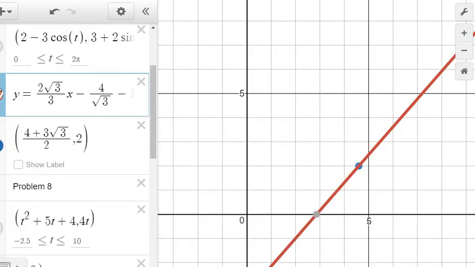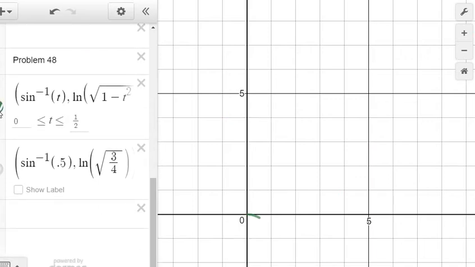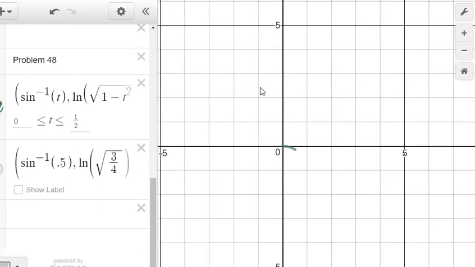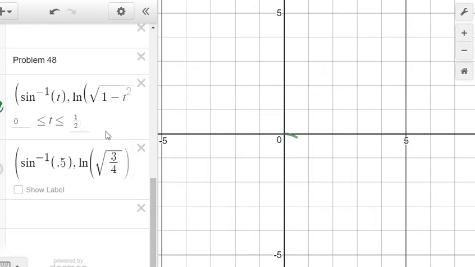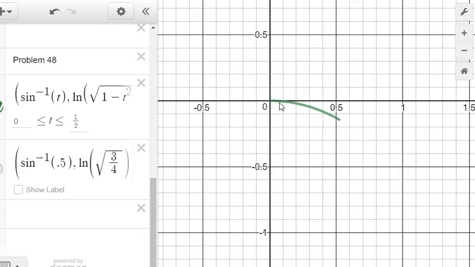Let's kill these. And our goal is to find the length of arc of this function. Doesn't look very long, does it? Let me zoom in a little bit. And it still doesn't look long, because this is 1/2. And we're going to go from the point 0, 0 to this point right here, which is kind of strange. Pi over 6 and some function of the log, basically log of 3/4.